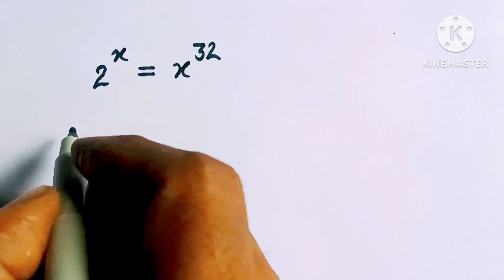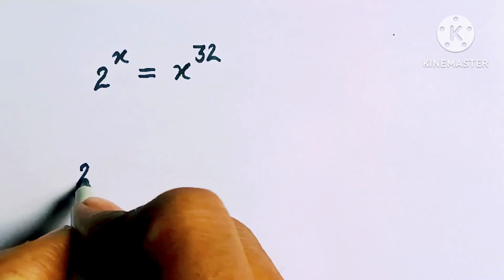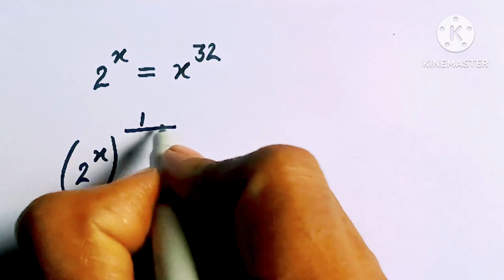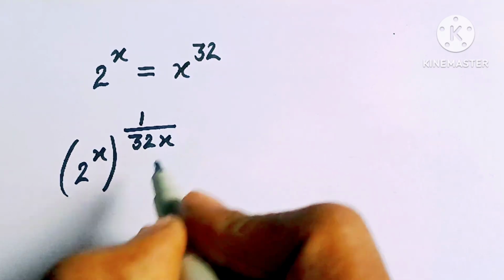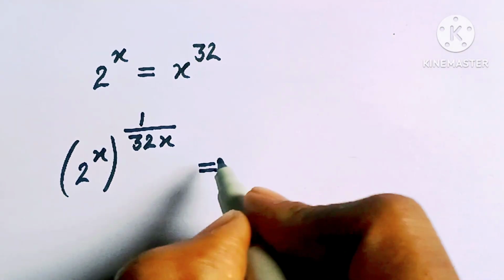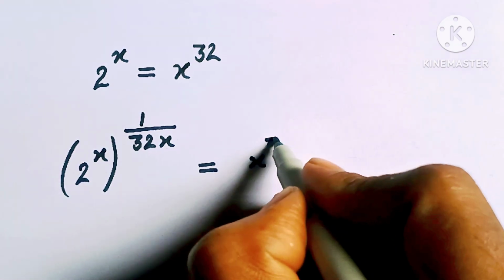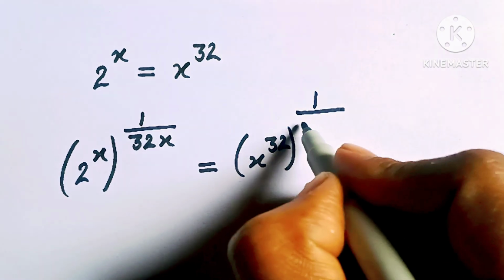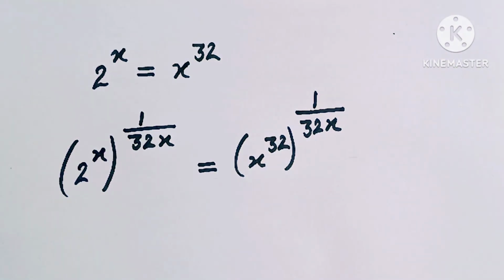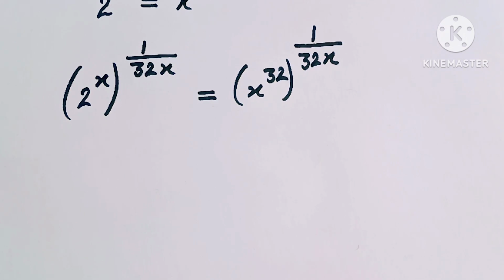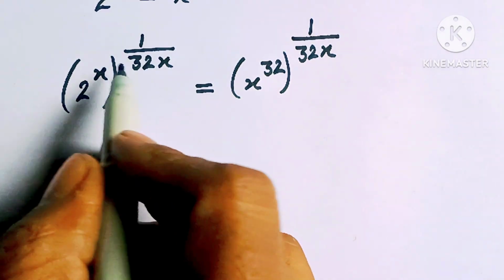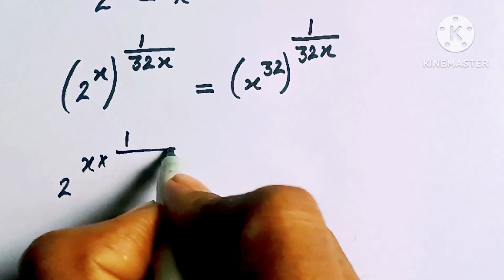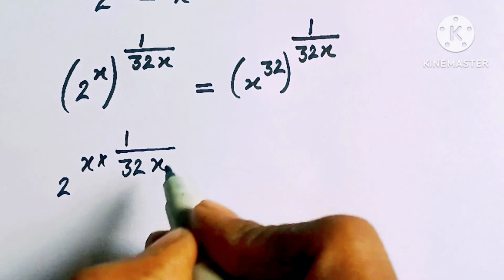Let's solve here. What I'm just going to do is put 2 to the power x, and raise it to a power of 1 divided by 32 into x. Similarly, I'm raising a power on the right side: x to the power 32 is going to be raised by a power of 1 divided by 32 into x. Now this power and this power are going to multiply. So we have 2 to the power x into 1 by 32 into x.